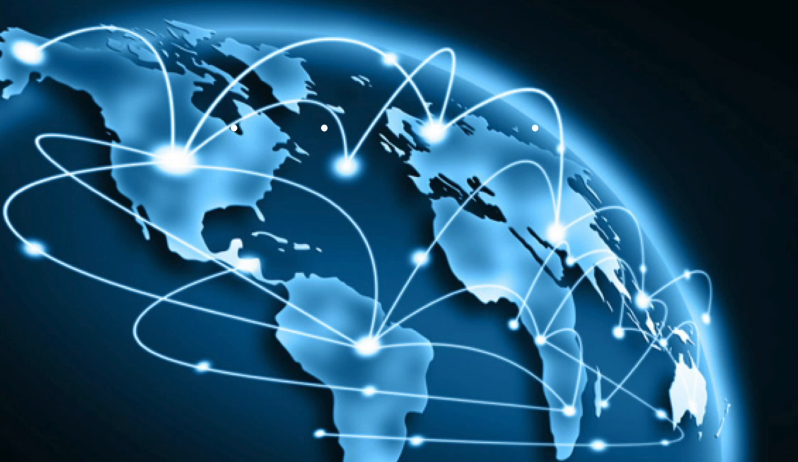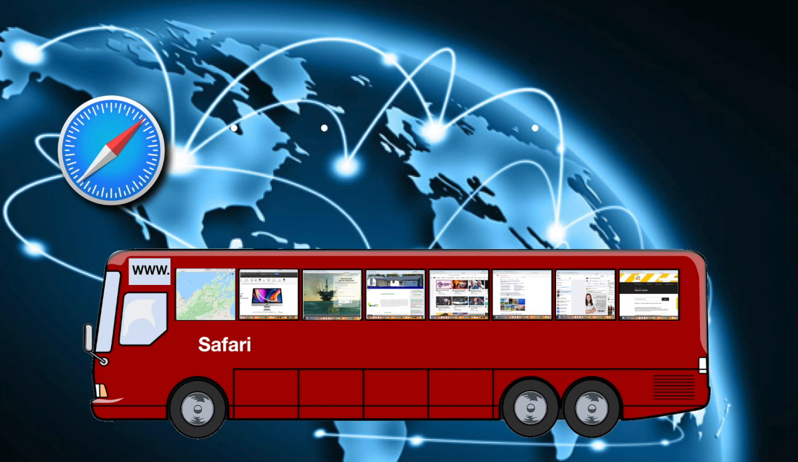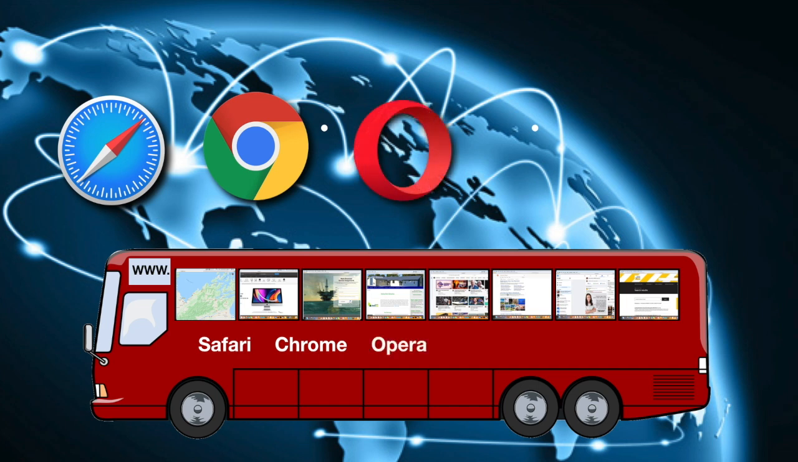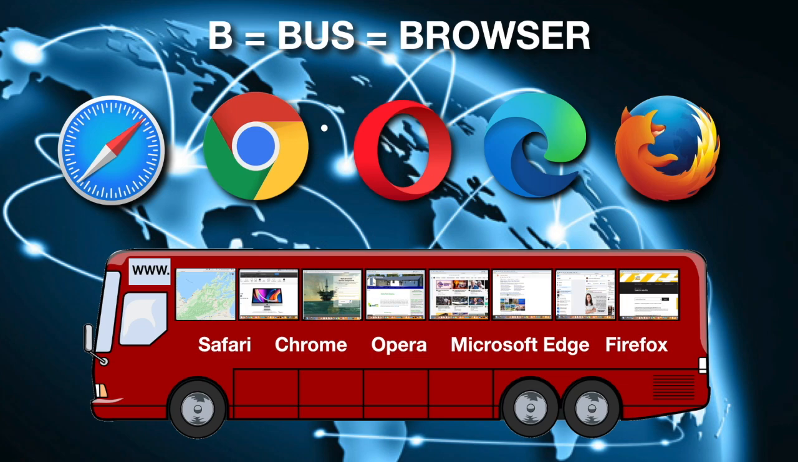To use an analogy, it's a bit like a bus really. It enables us to travel the web searching for information. And just as buses are made by companies, browsers are made by companies as well. There is Safari from Apple, Chrome from Google, Opera from the Opera Corporation, Microsoft Edge from Microsoft, and Firefox from Mozilla, and these are just a few of the many browsers that are available. An easy way to remember what a browser is is to think of it as a bus. B stands for bus and browser.